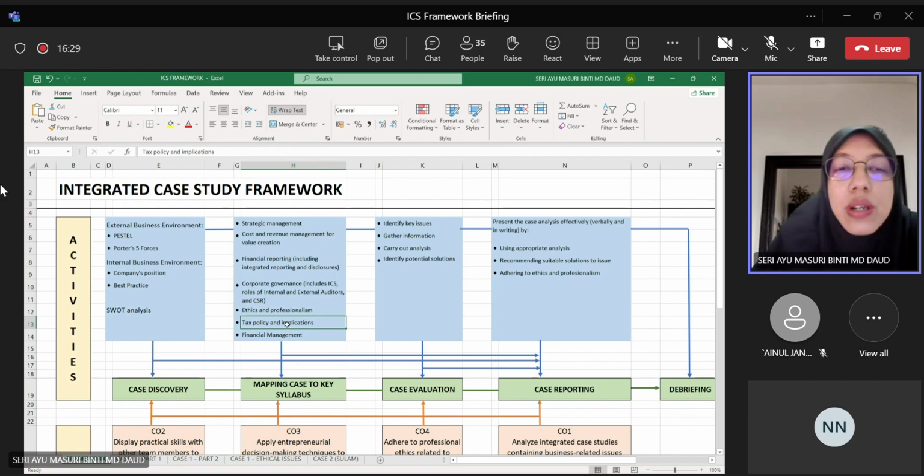All right, and you also learn about taxation, so the tax policy implications. And finally, you also learn about financial management, like corporate finance, financial markets, etc., etc.